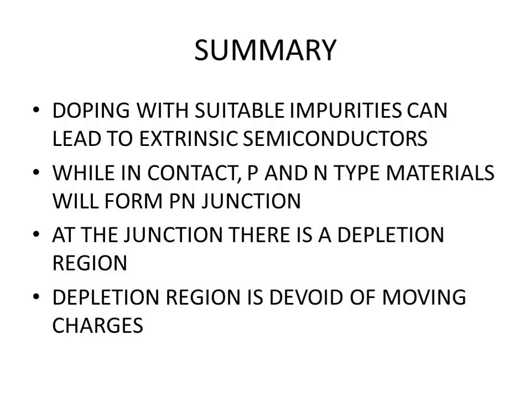Now to sum up, we have learned that doping with suitable impurities can lead to the formation of extrinsic semiconductors, and while in contact, p and n type materials will form a PN junction, and at the junction there is a depletion region, and that depletion region is devoid of moving charges.